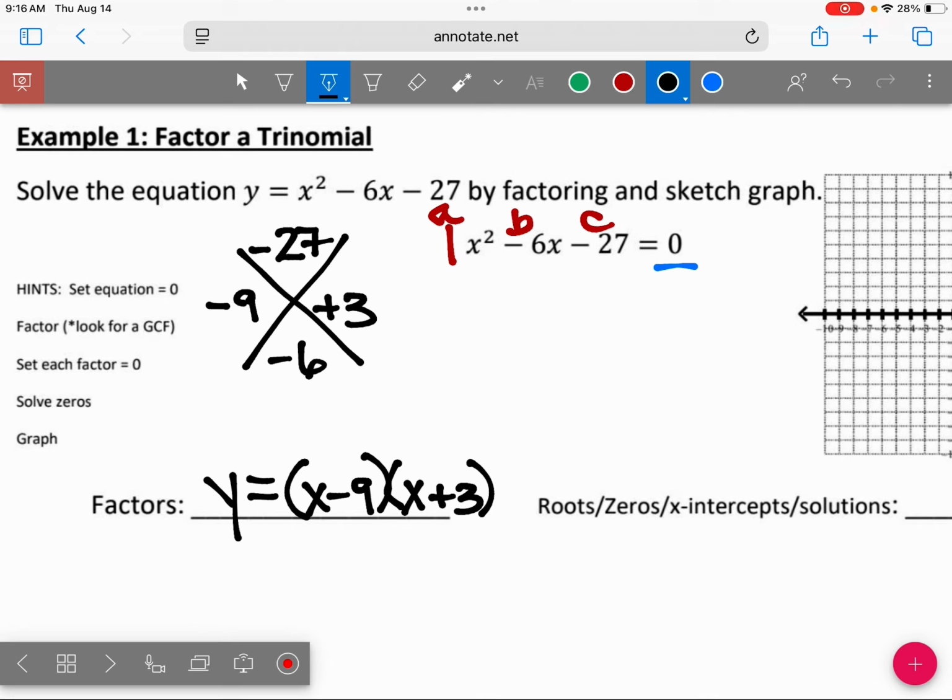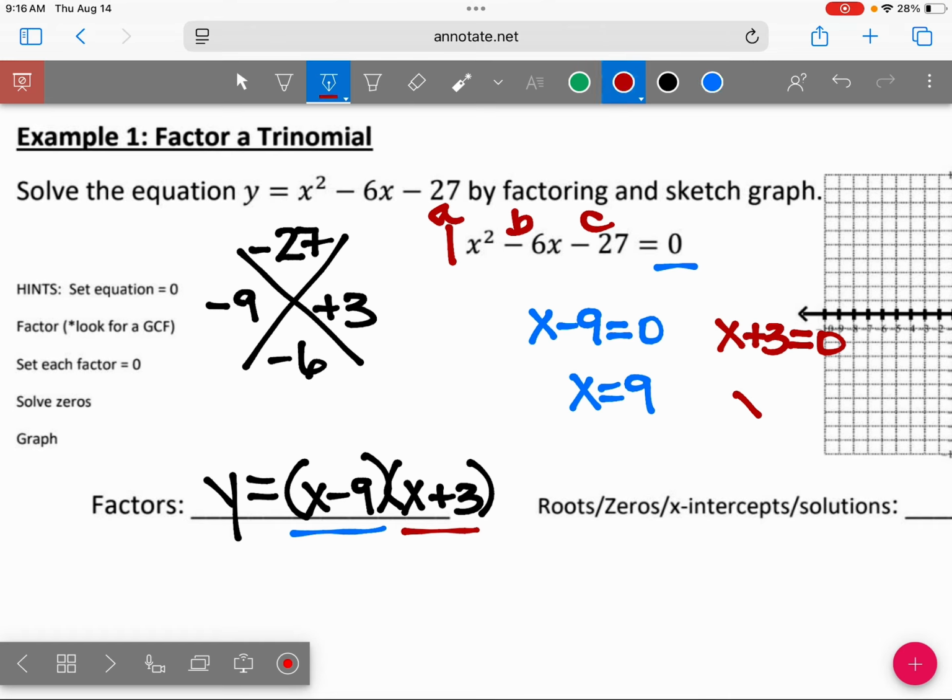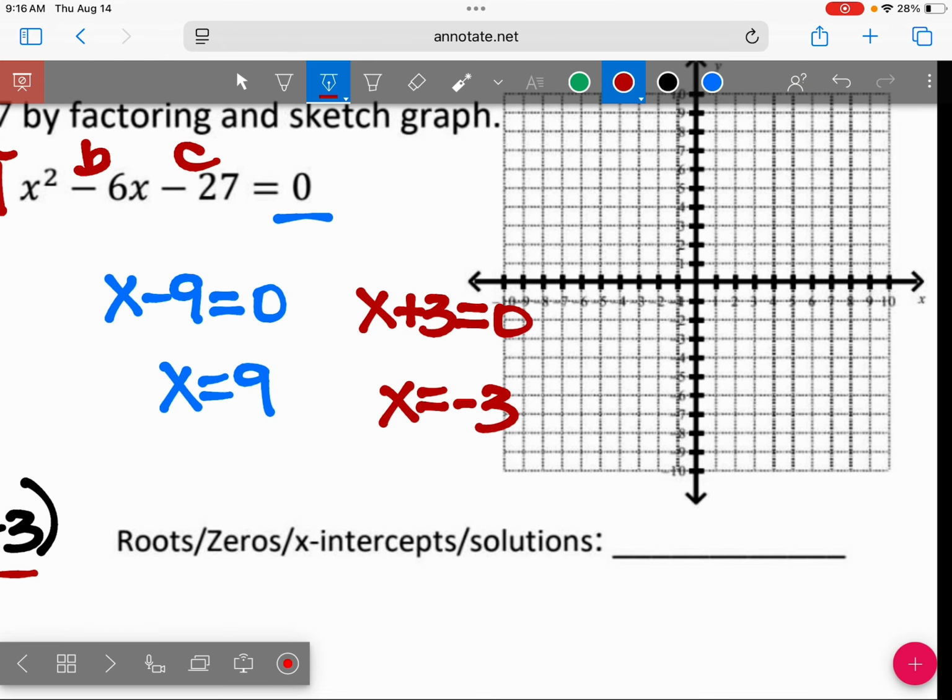All right, so now we need to solve these two. So take X minus 9, set that equal to 0. Take X plus 3 and set that equal to 0. So for the first one, I'm adding 9, so I get X equals 9. For the second one, I'm subtracting 3, so I get X equals -3. So my 2 solutions are X equals -3 and X equals 9.